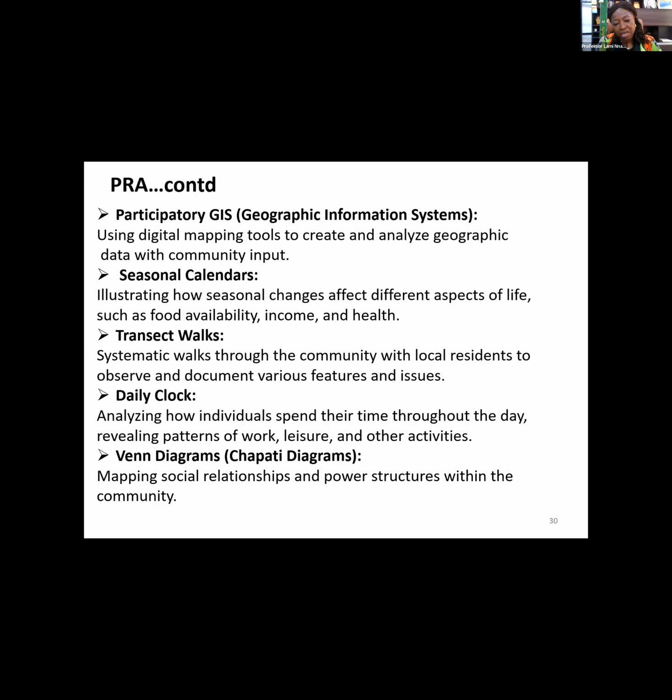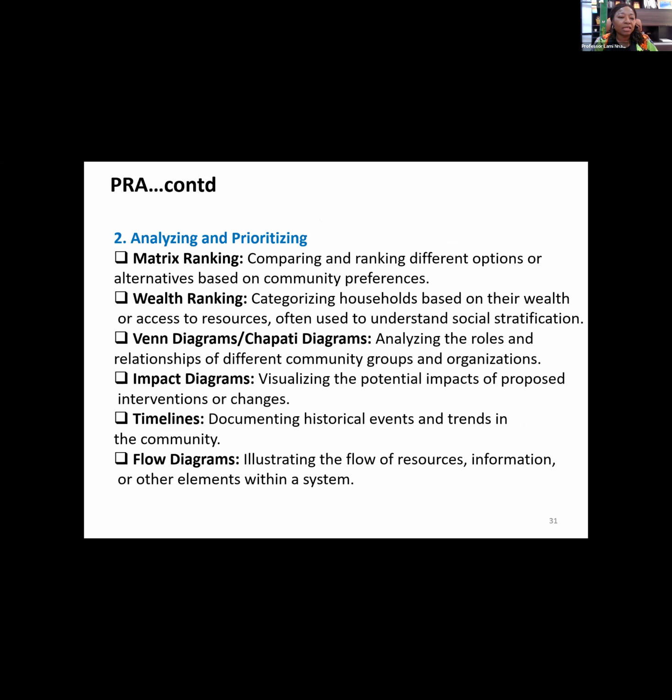Then Venn diagrams or chapati. Chapati is a kind of food in India, okay? That maps social relationships and power structures. Then there's matrix ranking. When you are analyzing the data, matrix and prioritizing, you do matrix ranking, wealth ranking, and all of that.